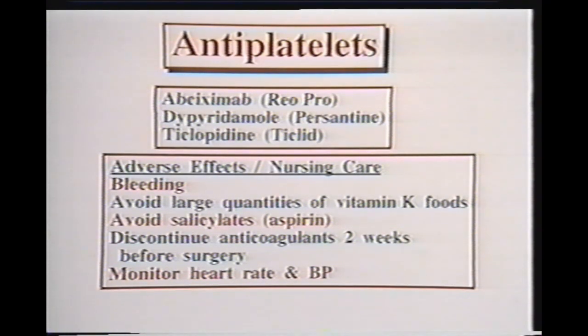want to avoid large amounts of vitamin K foods, because remember, vitamin K is a clotting factor, and it's the antidote for Coumadin. You want to avoid salicylates on any of these anticoagulants. And remember that anticoagulants should be discontinued 2 weeks prior to surgery.